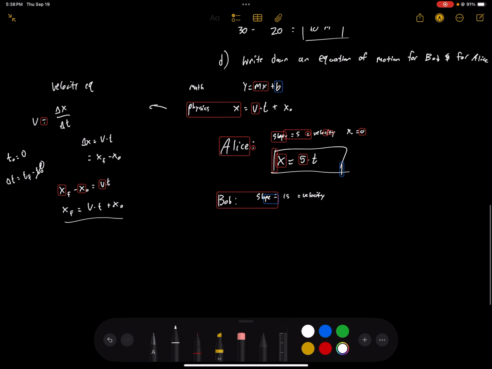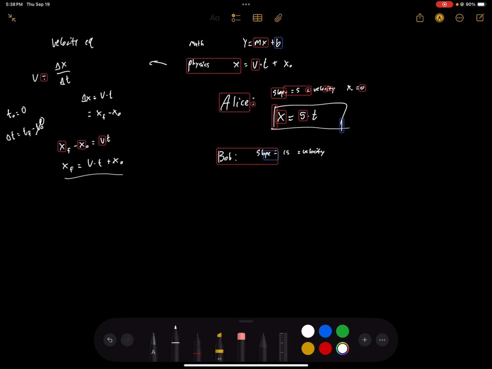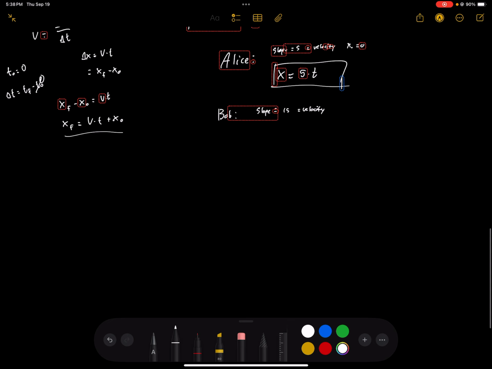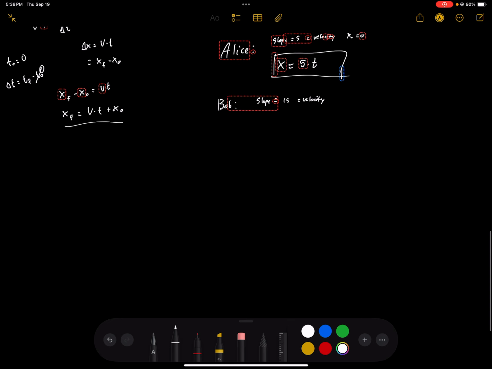Again, I apologize for all these odd lines. If anyone knows why the Apple Notes app does this and how to fix it, please let me know, because it's very frustrating, but that's how it is. So just ignore it for now.